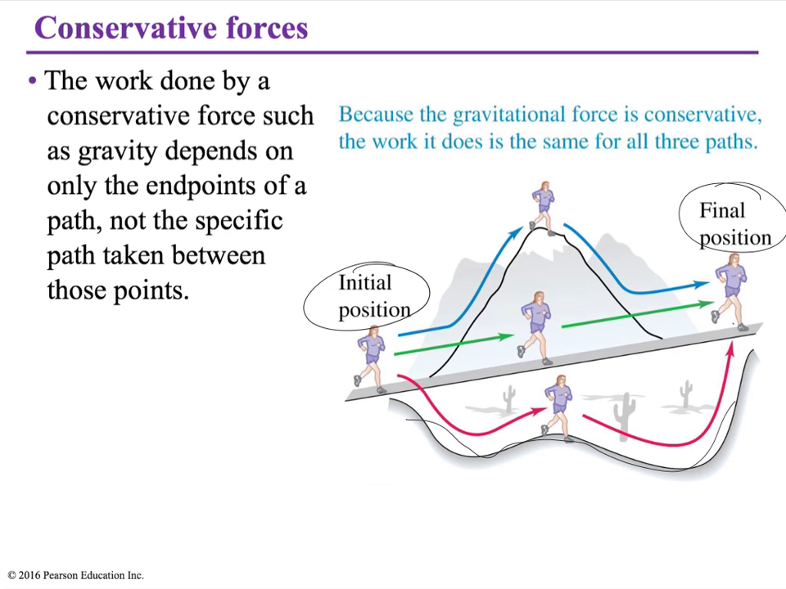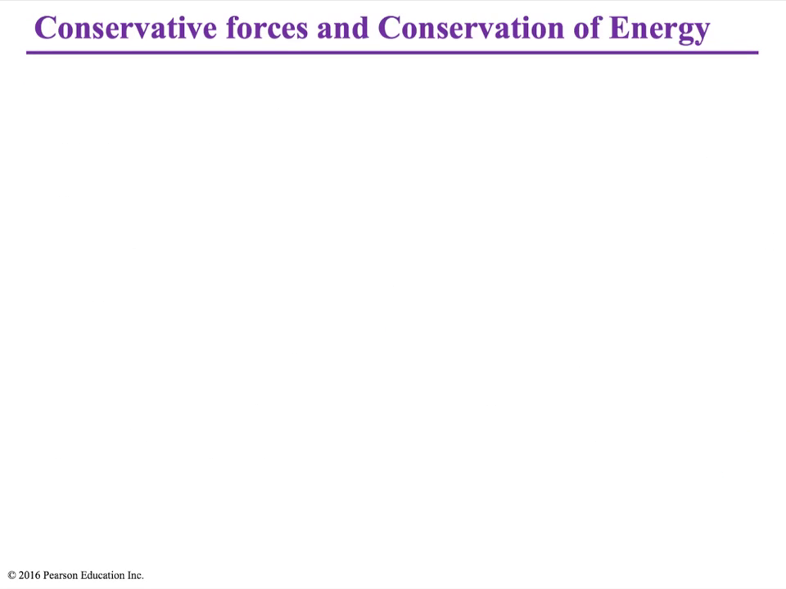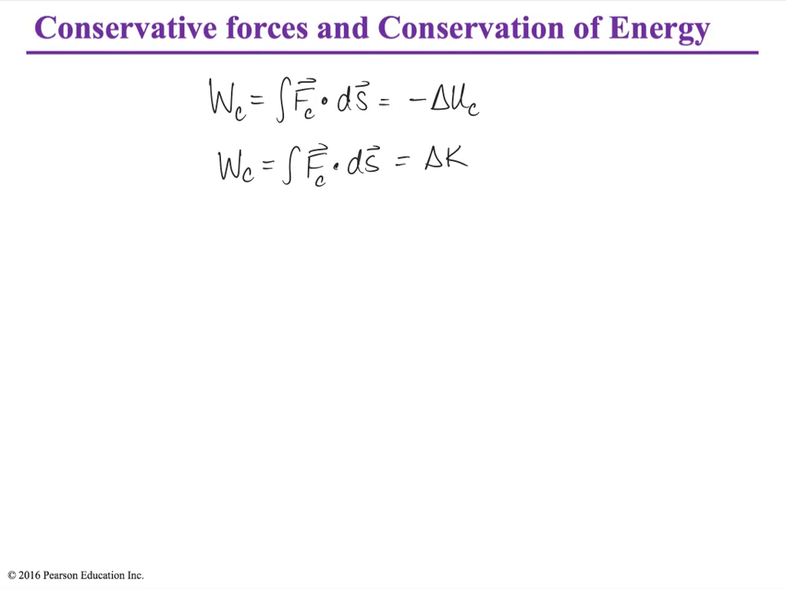The other thing is that if she would have ended where she began, we would have a net work done of 0. That is another characteristic of a conservative force. So when we have work done by a conservative force, what we have found is whatever that conservative force is, when we're calculating the work, we find that it's equal to minus the change in the potential energy associated with that conservative force. We also found in Chapter 6 that the work done by a force, and this applies to any force, the net force, is equal to the change in the kinetic energy.